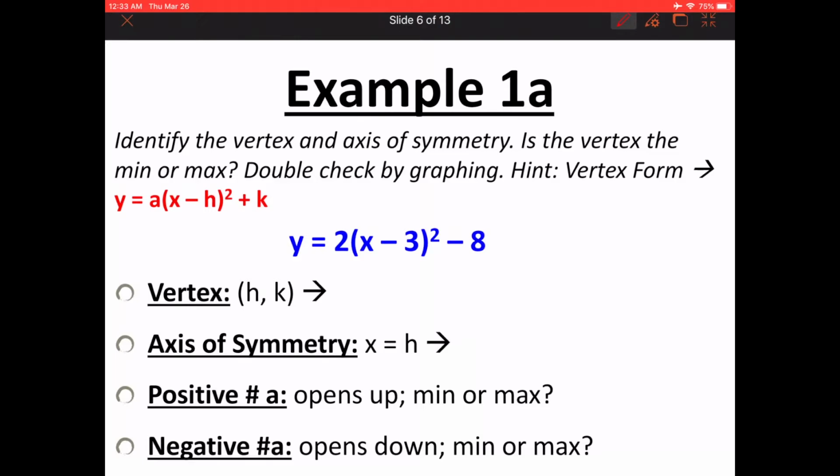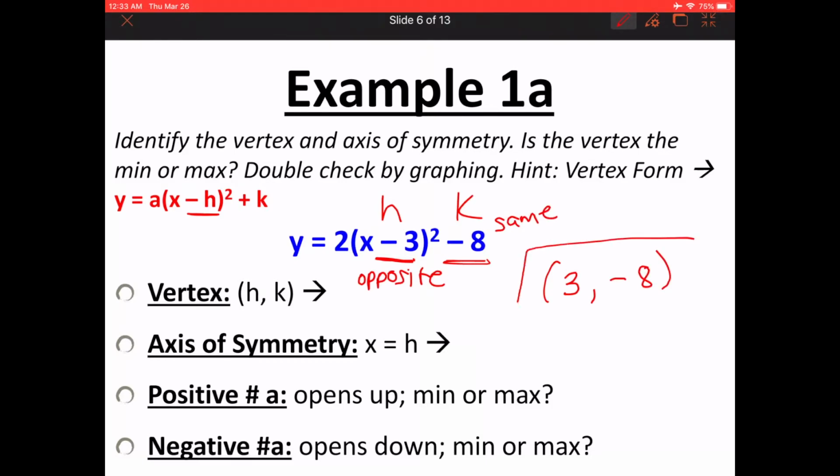So if you're just asked to identify these things, you don't have to do any algebra. You just need to look at this equation and let me know what's going on. So vertex comes from h and k. Remember, h is here on the inside, k is here on the outside. But for h, guys, this is what everyone always forgets. H is always the opposite. So my vertex is going to be positive 3. My k stays the same. So positive 3, negative 8. There is my vertex. Okay? My axis of symmetry is x equals positive 3. Again, because we're taking the opposite of what we have in parentheses.